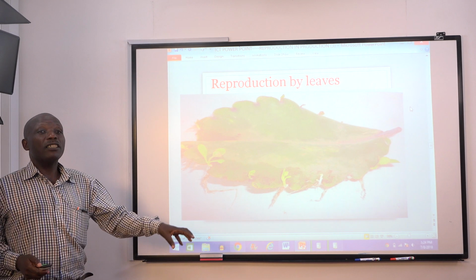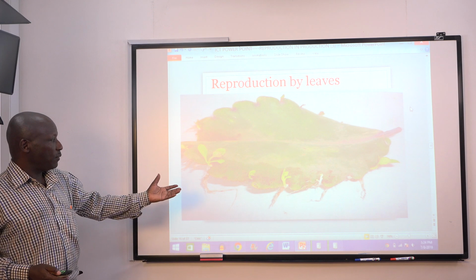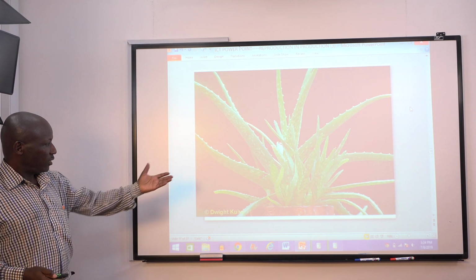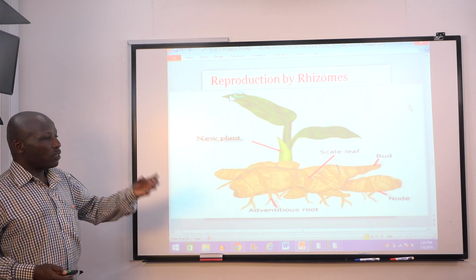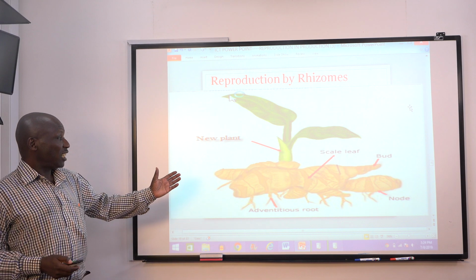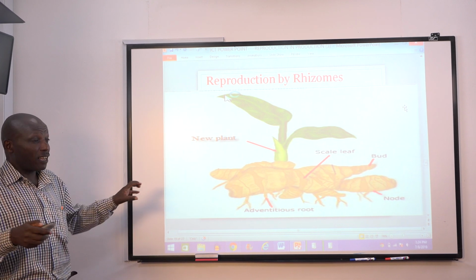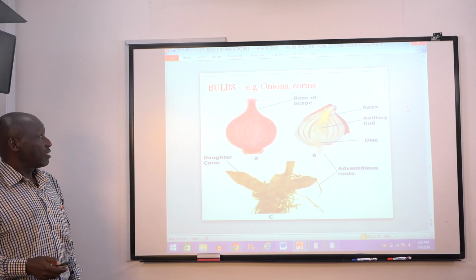Leaves can germinate once grown in a conducive environment. We will produce plants that grow from leaves. This is by leaves also. Then rhizomes. This is like a stem, but in pieces, parts; the stem expands. These are called rhizomes. This is a very good example, the ginger.